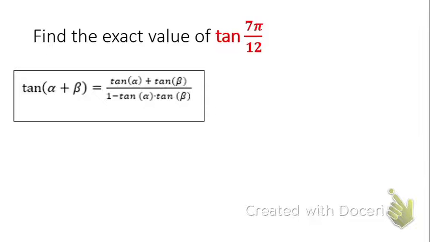So to get to 7 pi over 12, who remembers the two angles that we add together to get to 7 pi over 12? Yeah, pi over 3 and pi over 4. Exactly. Good job. So I'm going to take the tangent of pi over 3 plus pi over 4. So my alpha angle is pi over 3 and my beta angle is pi over 4.